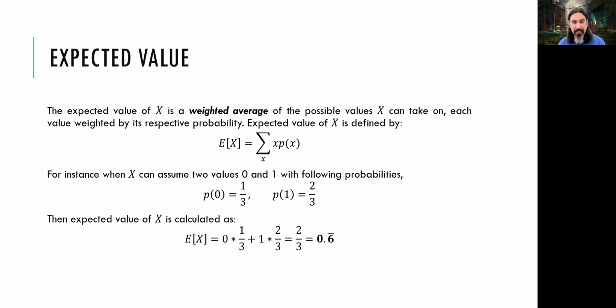The expected value of x is a weighted average of the possible values x can take on, each value weighted by its respective probability. Now, it's an average, but it's a weighted average. We also call it mean. This weighted average is weighted by the probability values. Okay, this expected value can be defined and written as this equation. This is pronounced as the expected value of x, and we are summing every multiplication of x with its respective probability value.